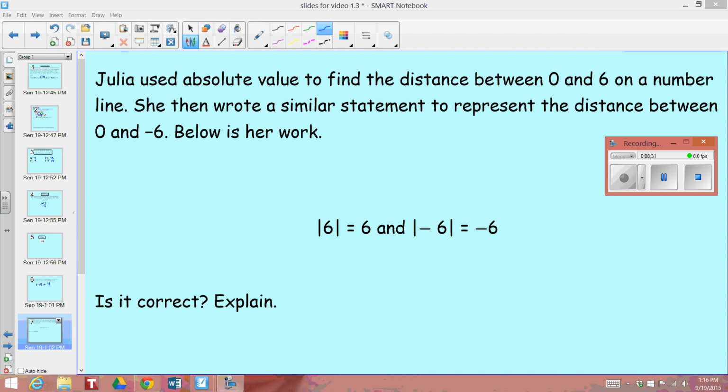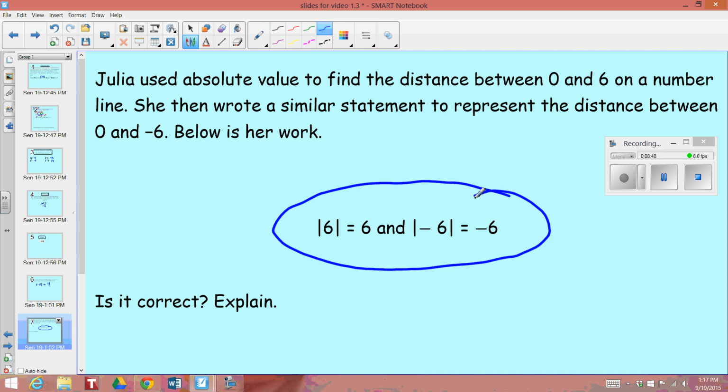Have a think about this question. Julia used absolute value to find the distance between 0 and 6 on a number line. She then wrote a similar statement to represent the distance between 0 and negative 6. Here is her work. Is she correct? Explain why you think she is, or explain what mistake she made.